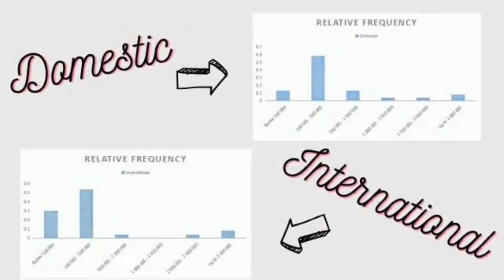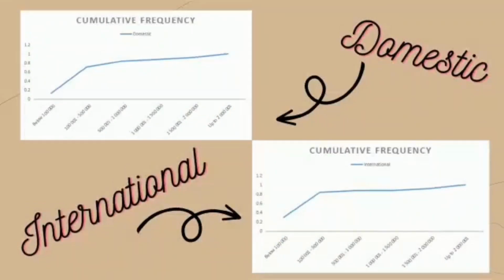In addition, I also prepared a histogram graph to clearly show the comparisons between domestic and international based on the relative frequencies we calculated earlier. While the next slide is an ogive graph, it is also the same as the histogram graph. To show the comparison between these two can be seen here clearly.